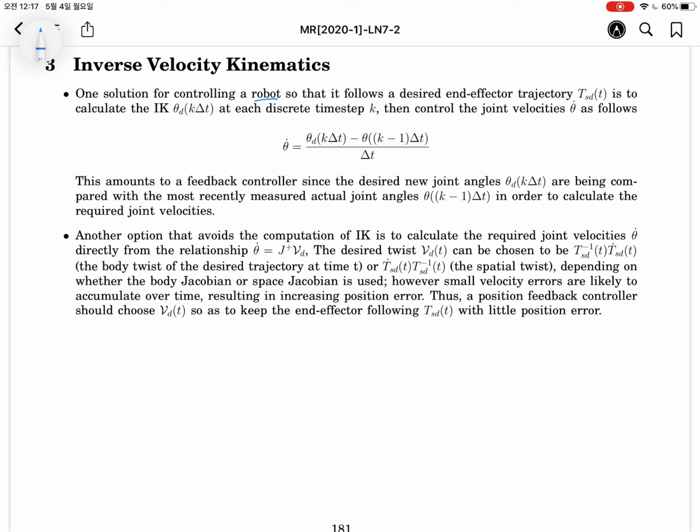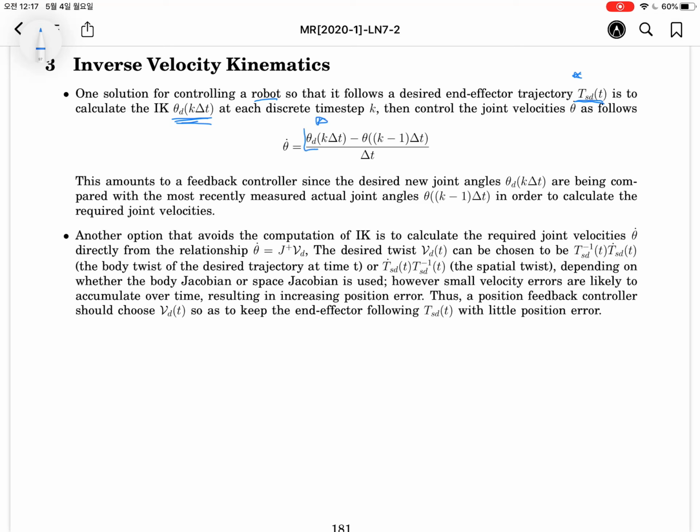Okay, so let me explain. One solution for controlling the robot so that it follows the desired end effector trajectory, TSD. If TSD is given as just one point, that is called set point regulation, but here TSD is given as a function of t. We should follow the varying end effector frame. Okay, in this case, we can calculate the theta d.